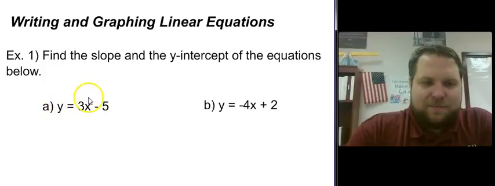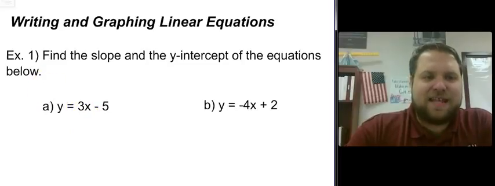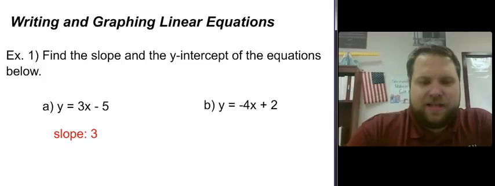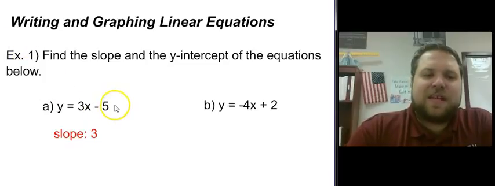y equals mx plus b. So m, the number right in front of the variable, will be our slope. So in this case, the slope is 3. The y-intercept is this number here at the back. And remember, take this sign with it. So the y-intercept in this case would be negative 5.